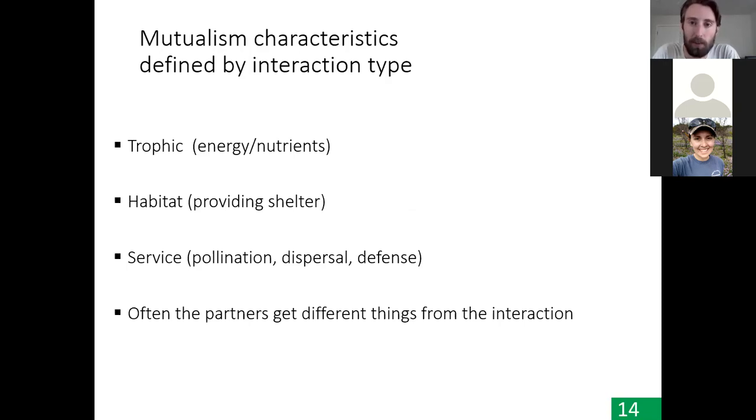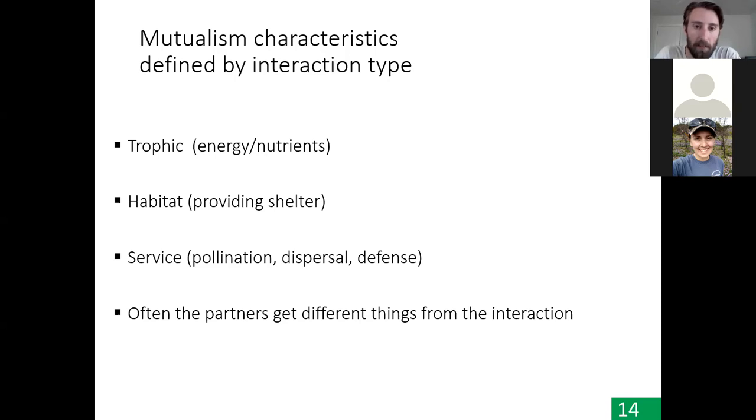In terms of the kinds of things that mutualists are getting from each other, these are some common things that one species provides for another in a mutualism. You can have trophic mutualisms, which involve exchange of energy or nutrients, food, that kind of thing. You can have habitat mutualisms where one species is providing shelter for another. You can have service mutualisms, which involve some sort of benefit that's like a process. These are things like pollination, dispersal, and defense. And I would say that often the partners of a mutualism get different things from the interaction. So for example, in a typical pollinator mutualism, you've got the plant getting pollination service out of it, but you've got the animal, the thing that's doing the pollinating, getting some sort of trophic benefit, like eating nectar or eating pollen, that kind of thing.